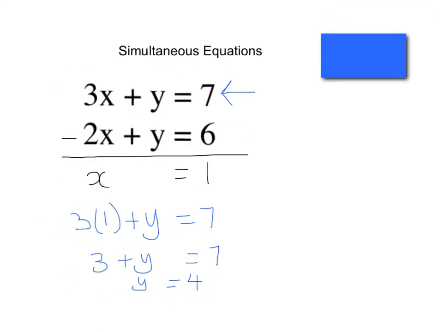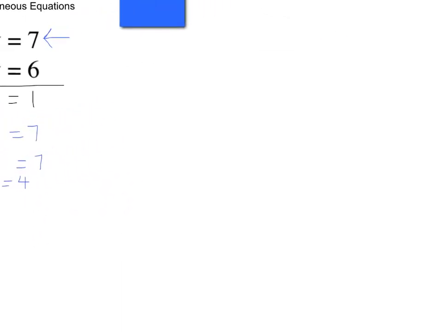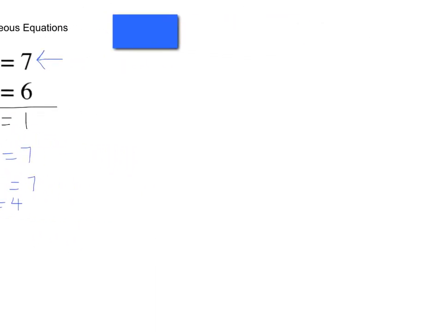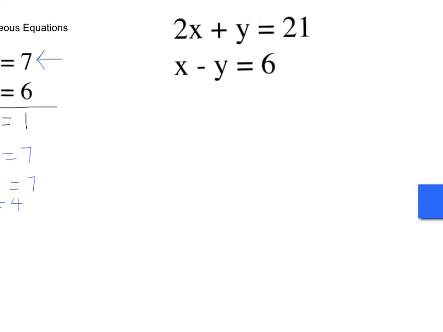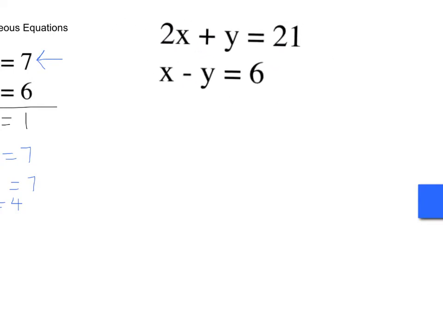Let's try looking at a different one. So for this equation here, we have 2x plus y equals 21 and x minus y equals 6. For this, you should notice that now our signs are different. We have a plus and a minus here. So in order to eliminate, instead of subtracting the two equations, we now need to add them.